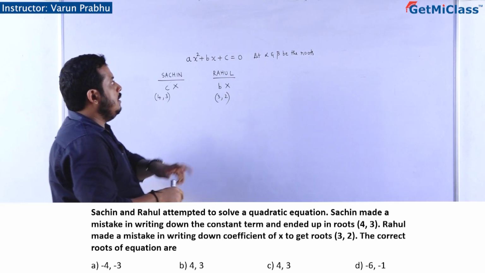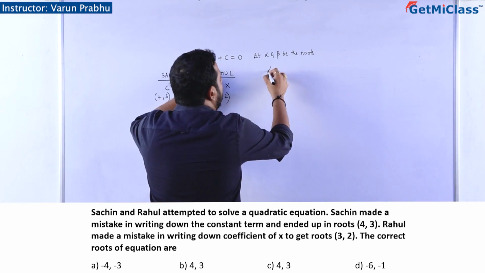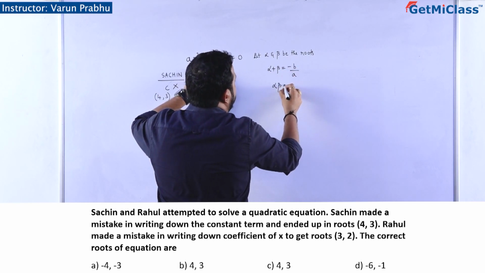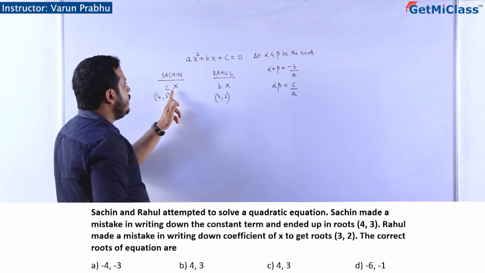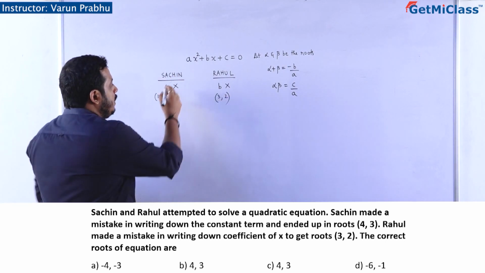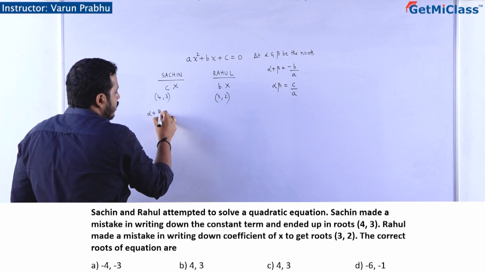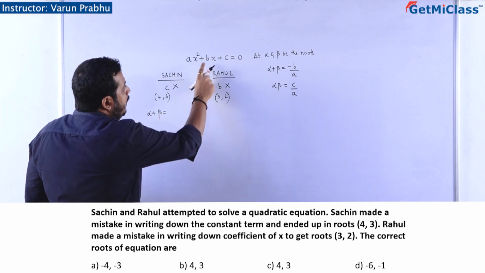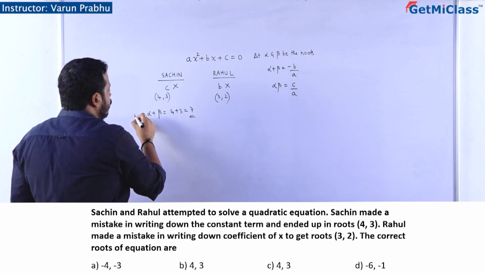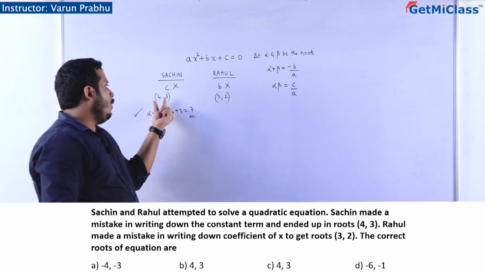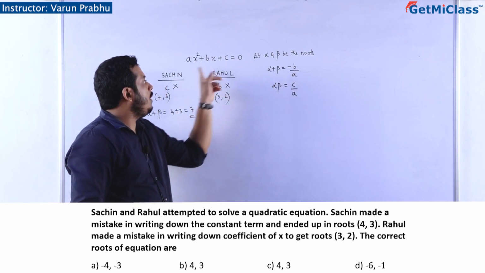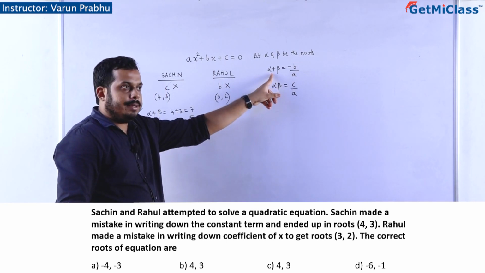So all of you should see here. We can say that alpha plus beta is equal to minus b divided by a, and alpha into beta is equal to c by a. When Sachin made a mistake in writing the c value, alpha into beta would go wrong, but alpha plus beta, which is minus b divided by a, should be equal to 4 plus 3, which is 7. This should be correct. According to his roots, the sum of roots should be correct. The product of roots should have gone wrong, but the sum of roots should be correct.